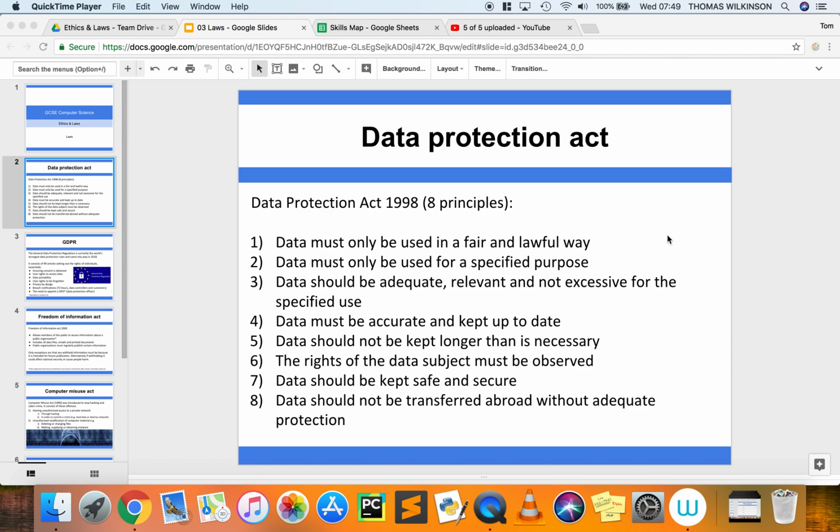And then data should not be transferred abroad without adequate protection. So at the current state, it shouldn't be transferred outside of the EU. So that's just a bit of a summary. Like I say, it's always better to go and find some exam questions on a topic like this, but it does give you an overview of the principles nonetheless.